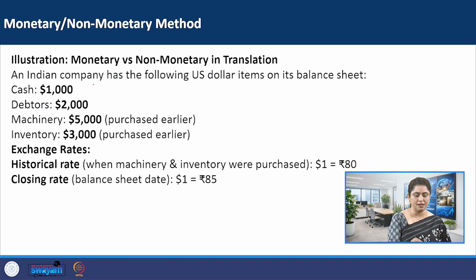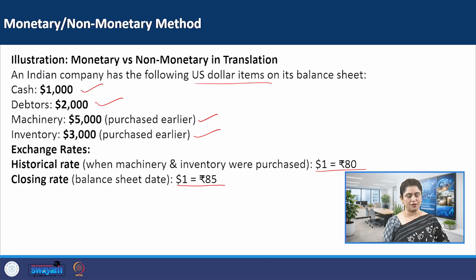We have been given an Indian company which has the following US dollar items on its balance sheet. We have cash which is 1000, we have debtors which is 2000, we have machinery which is $5,000 and we have purchased it earlier. We have inventory which is $3,000 and we have also purchased this earlier. The historical rate given to us is $1 equal to 80 rupees and the closing rate is $1 equal to 85 rupees. Now here, this cash is a monetary item.